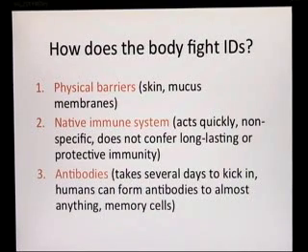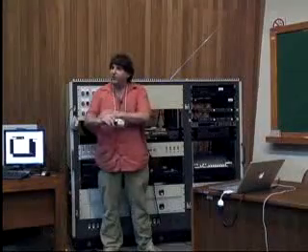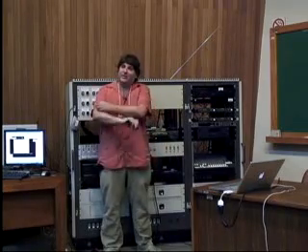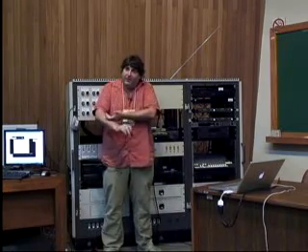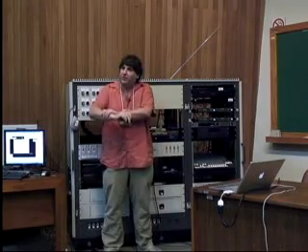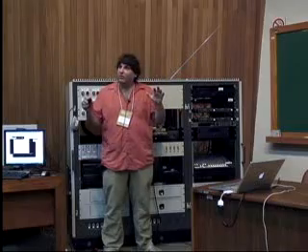So how does the body fight off infectious diseases? Well, there are three basic ways. There are so-called physical barriers, like the skin. Most of us have some pretty bad bacteria on our skin, and that's fine as long as it stays outside. You know, if we cut ourselves and the bacteria comes inside, that's bad. But the skin helps keep the bacteria and pathogens out.